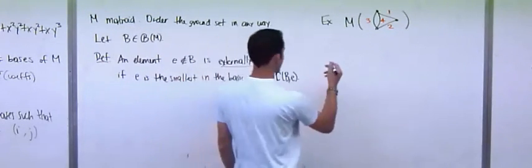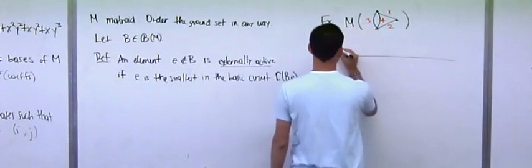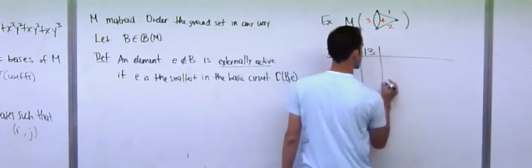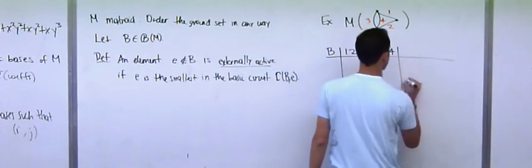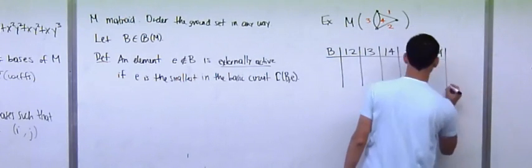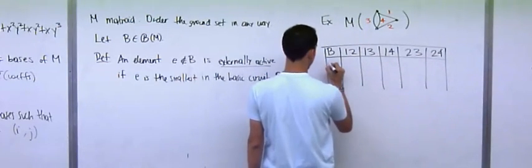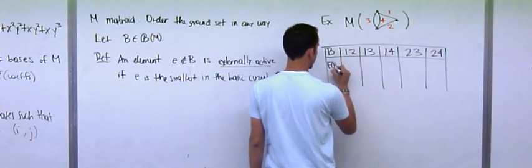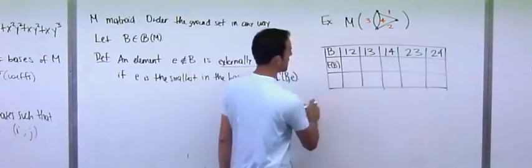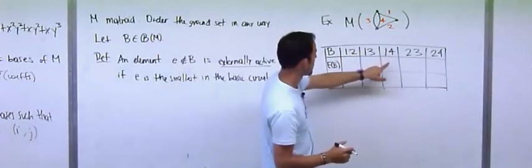So then I'm going to make a list of the bases. The bases of this guy are 1, 2; 1, 3; 1, 4; 2, 3; and 2, 4. And I want to figure out which elements are externally active for each one of these bases. So for example, let's look at 1, 4.